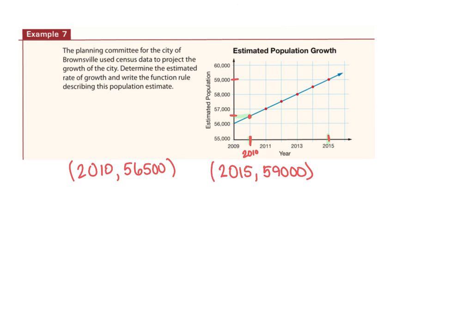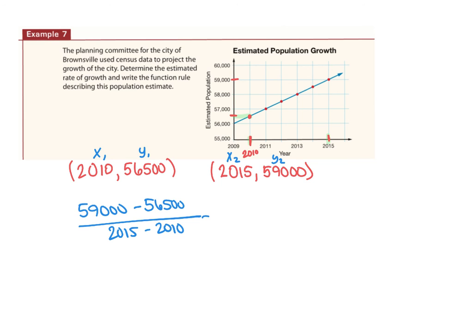Now you can use any 2 points on this graph and do this process, but they want us to determine the estimated rate of growth, write a function rule. They're just saying, write the linear equation in slope-intercept form. That's all they're saying with all of those words, okay? So what am I gonna do? Well, I have an x1, y1, x2, y2. y2 minus y1 over x2 minus x1, all right? Now it looks ginormous, but it really ends up being like 2,500 over 5, right? Which is just 500, all right?